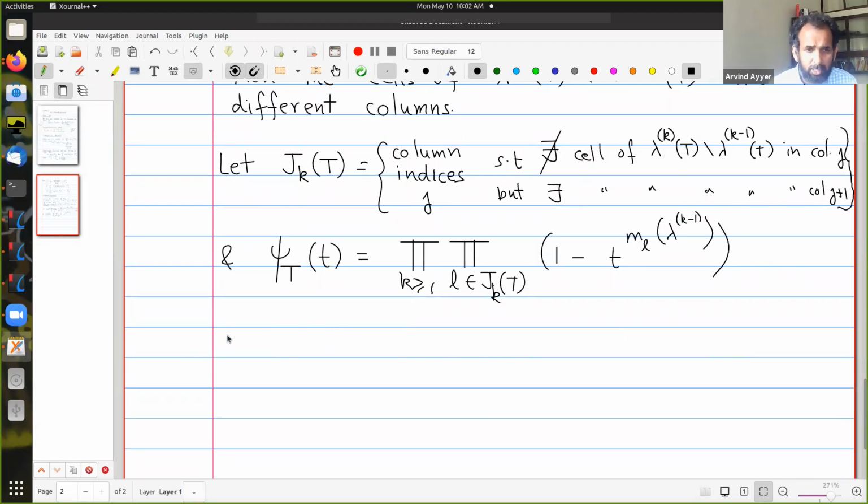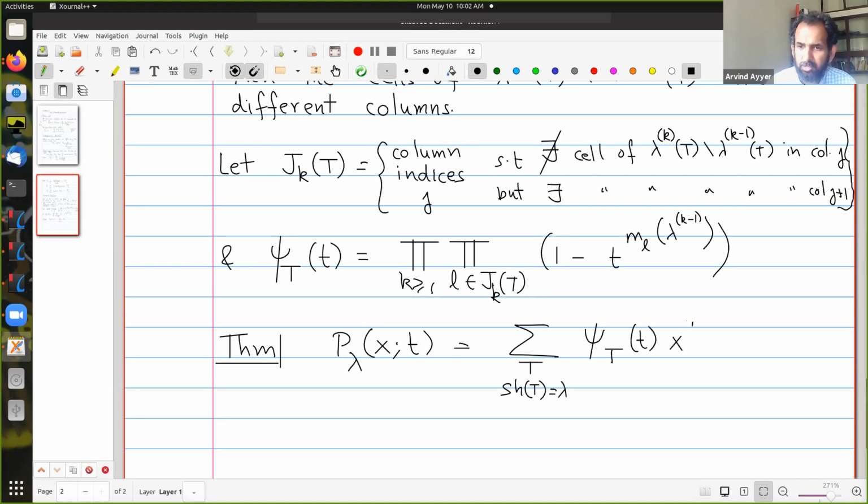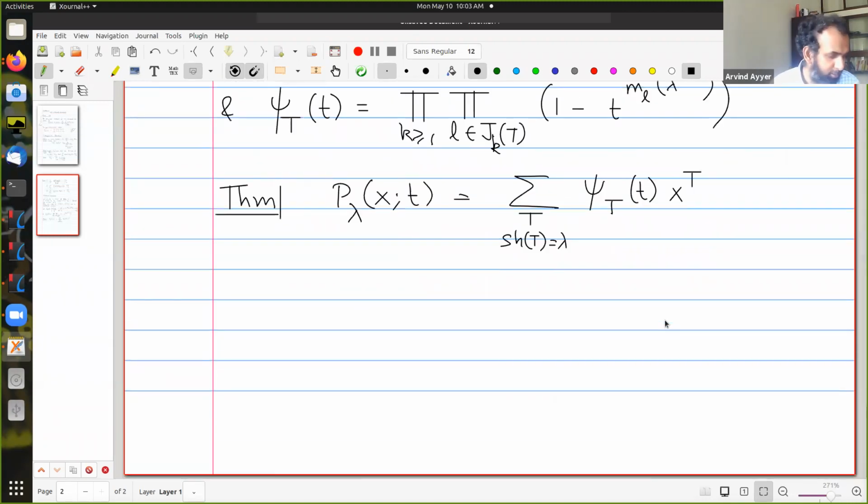So the theorem states that P lambda is the sum over all semi-standard tableaux of shape lambda of psi t of t times x to the t, where x to the t stands for x1 to the number of ones in t, x2 to the number of twos in t, etc. It's amazing that you get a symmetric function in the first place, because this formula is so messy.